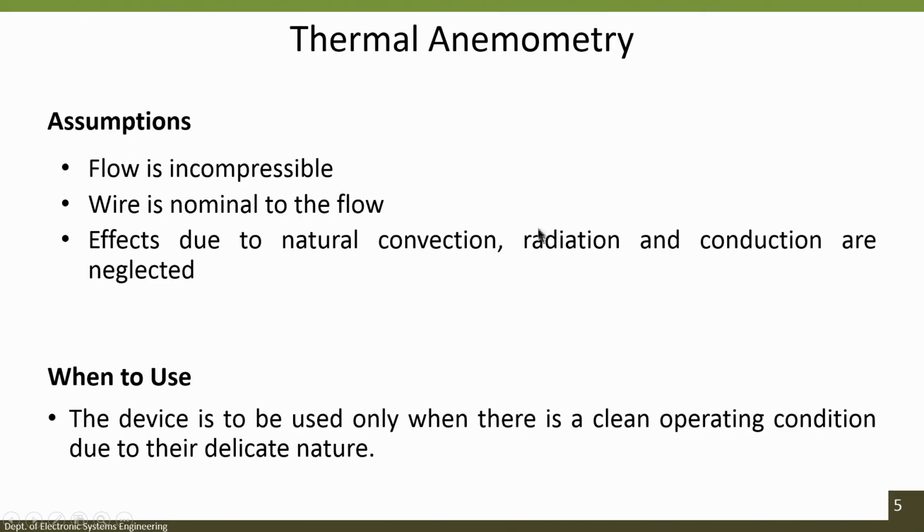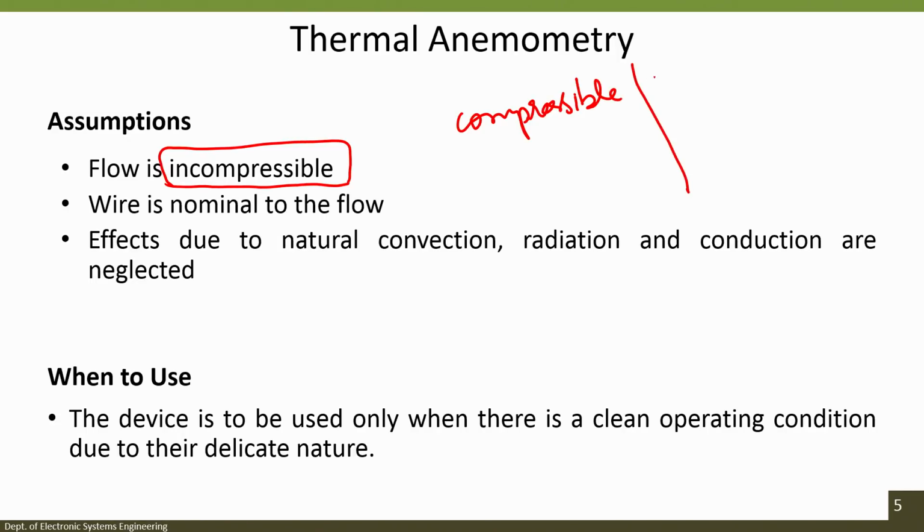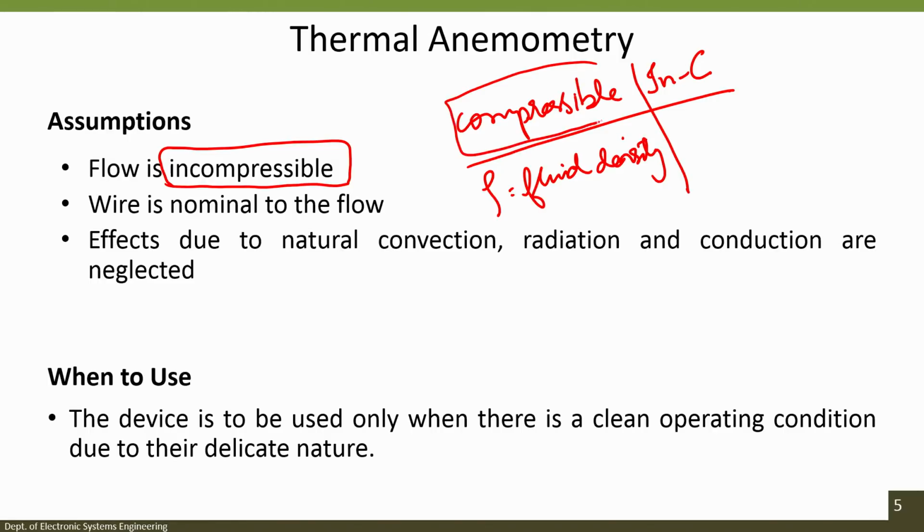A few assumptions which have to be made while you are studying a constant temperature type anemometer is that the flow is incompressible. So what do you mean by compressible and an incompressible fluid? When we say compressible versus incompressible fluid, here the density rho, that is the fluid density, varies with pressure. If the fluid density varies with pressure during its flow, then it is called a compressible fluid. However, if the density remains constant irrespective of the pressure, then it is said to be an incompressible fluid.